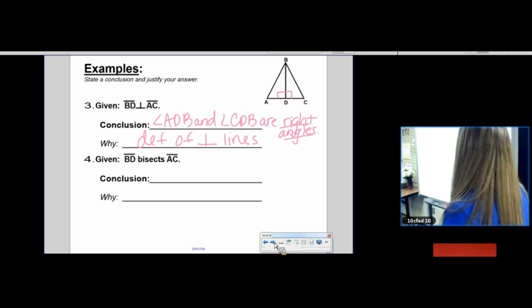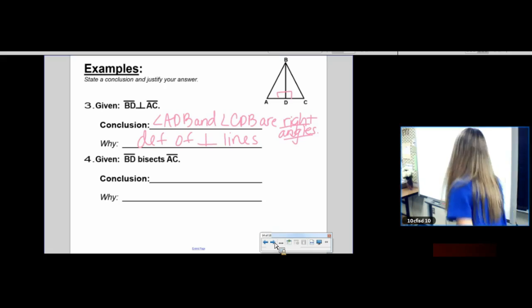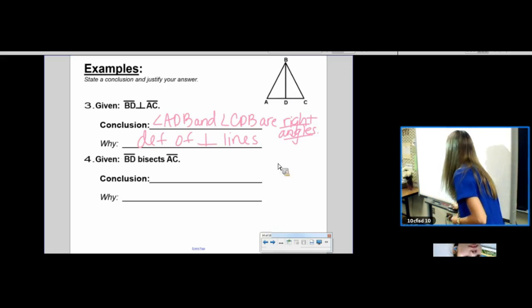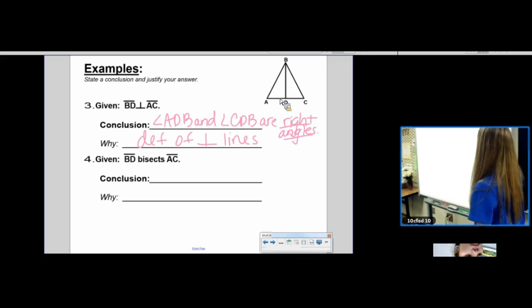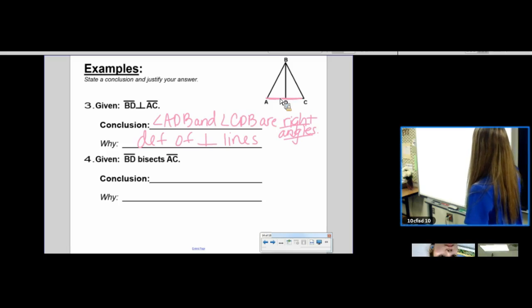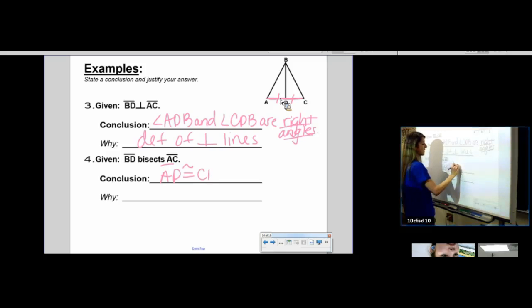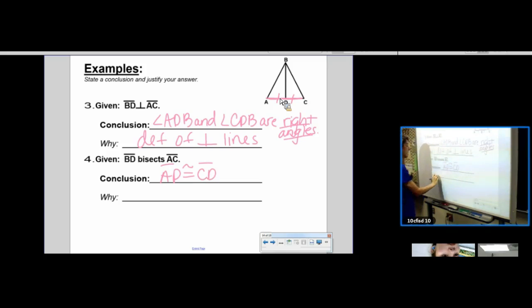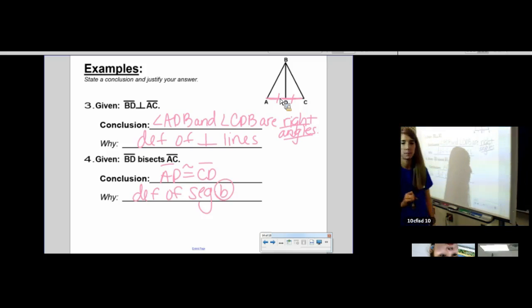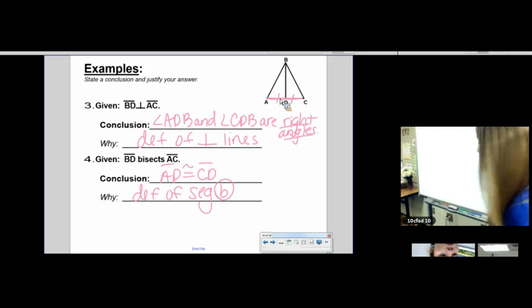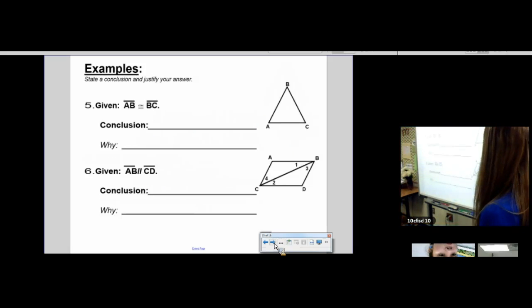Okay, next one. Given BD bisects AC, if I had that information, I would go to my picture, AC just got bisected. So I would add tick marks. Those tick marks are really communicating that segment AD is congruent to segment CD. And what's the reason? Definition of segment bisected. Doing good, doing good. Got a couple more.